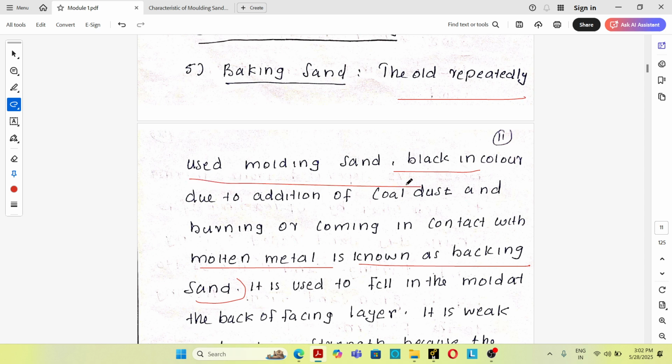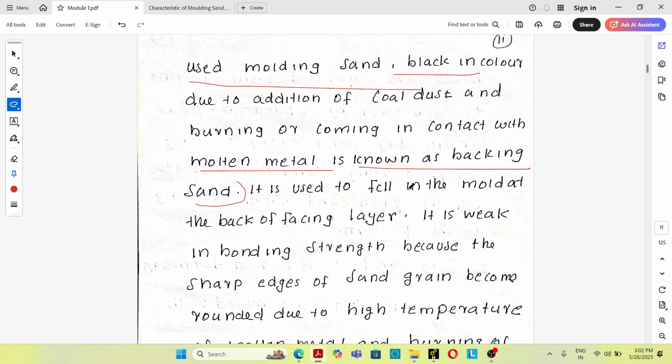The old repeatedly used sand, which is black in color and has already been in contact with the molten material, is known as baking sand. It is used to fill the mold back of the facing layer. That's a very important point. The purpose of baking sand is to fill the mold back of the facing layer. This sand does not contact the molten material.